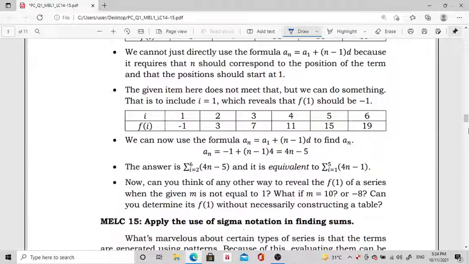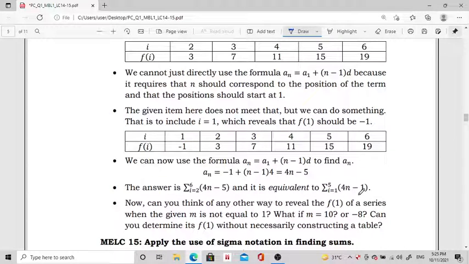Okay, so pag-isipan niyo yan. But to have a hint, you may look at the equivalent expressions here. They are equivalent, but may mga certain differences dyan na ma-observe niyo na may pattern. Look. Okay?